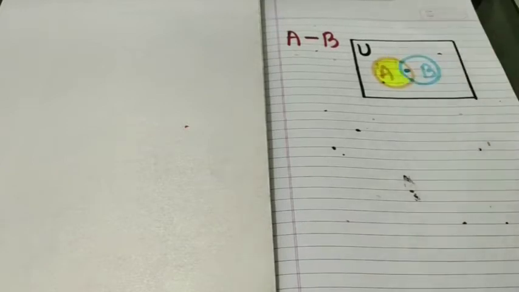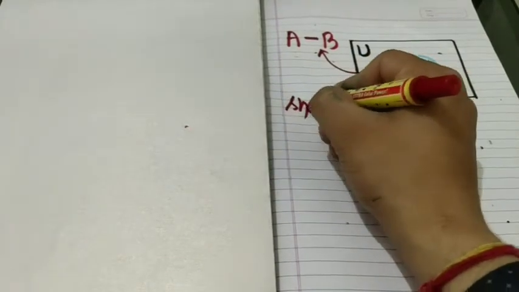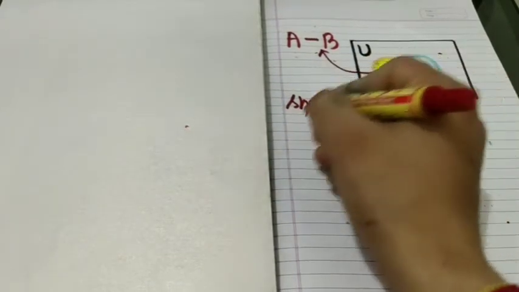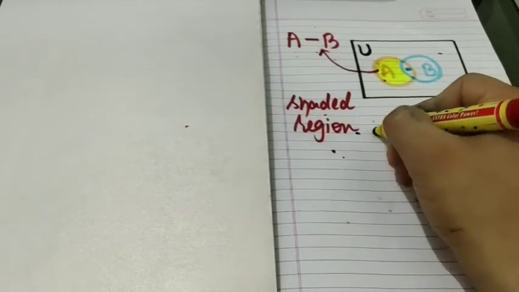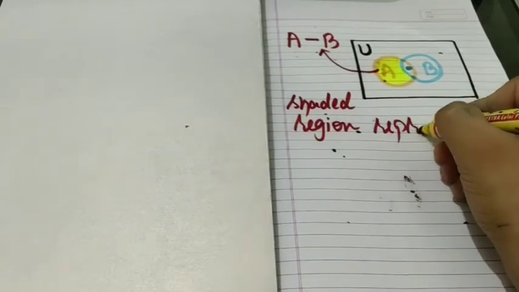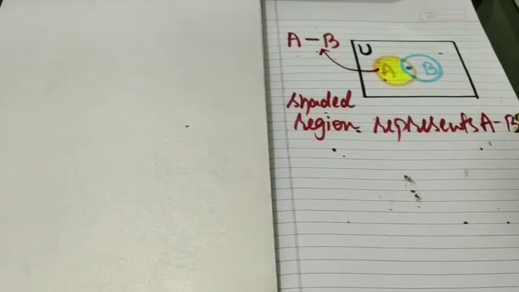So this shaded region is the difference of set A and set B, which is like this. And better if we mention that this shaded region represents the difference of set A and set B.